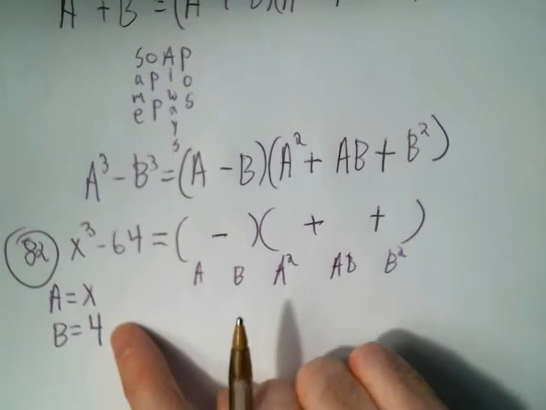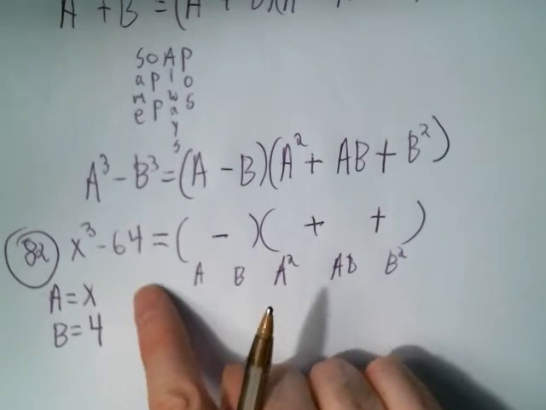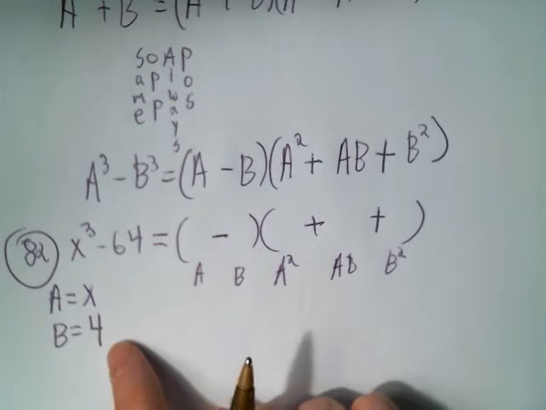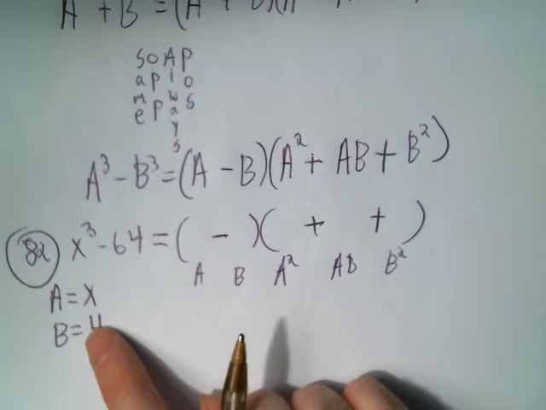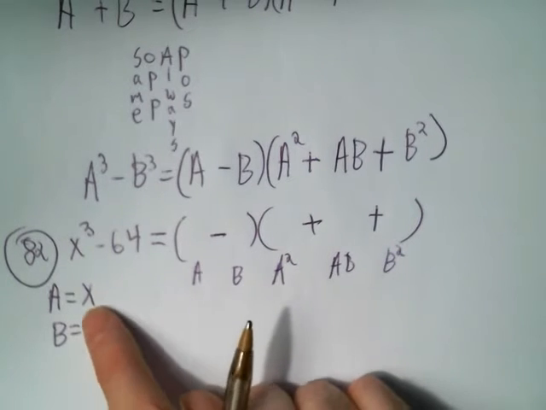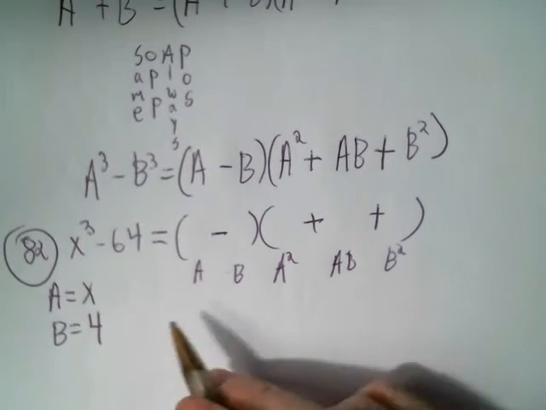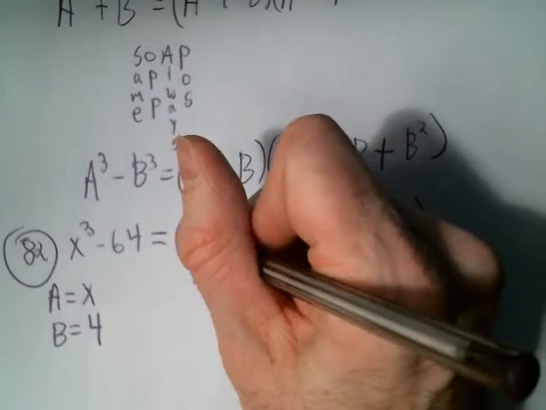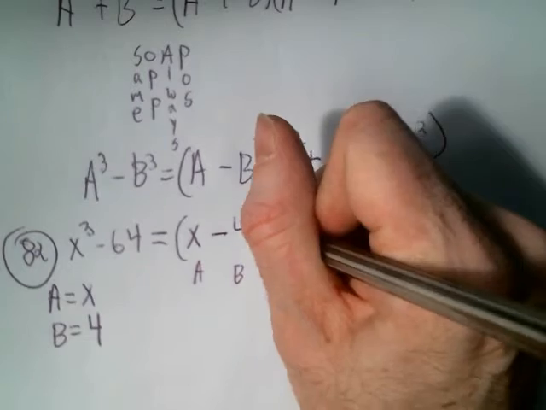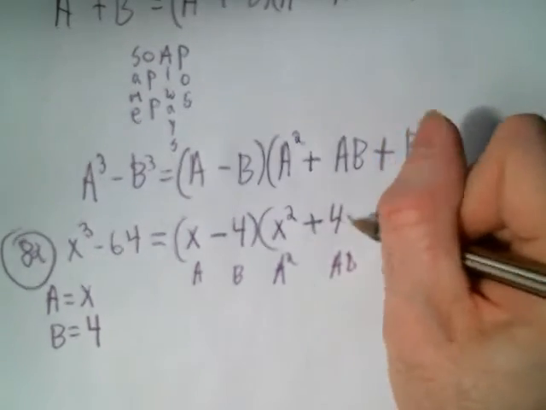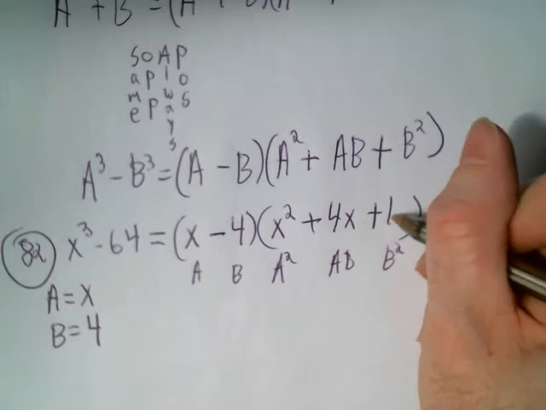I don't include the sign on any of these. The sign is embedded in these signs. So I don't have to worry about, oh, let's make B negative 4 or something. No, you don't worry about that. These are both going to be positive. And then I just fill in the blanks with what I need. So I need to put A here, B here, A squared here, A times B here, and then finally B squared here.